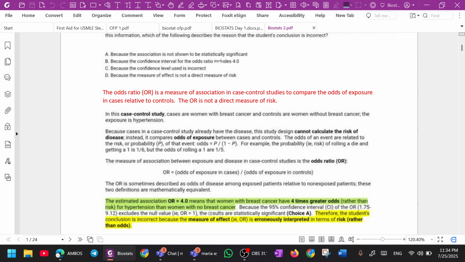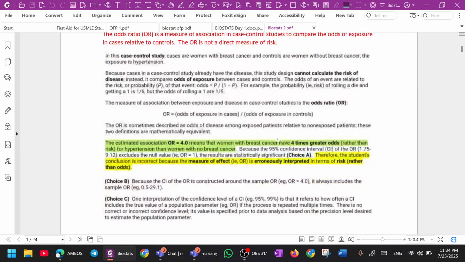Because the 95% confidence interval of the odds ratio, 1.75 to 9.12, excludes the null value, odds ratio equal to 1, the results are statistically significant. Therefore, the student's conclusion is incorrect because the measure of the effect, the odds ratio, is erroneously interpreted in terms of the risk rather than odds.